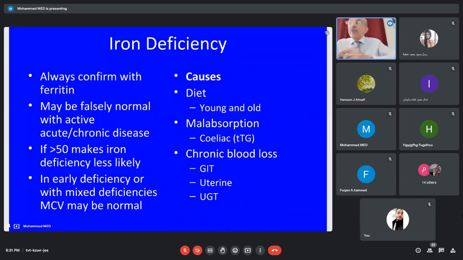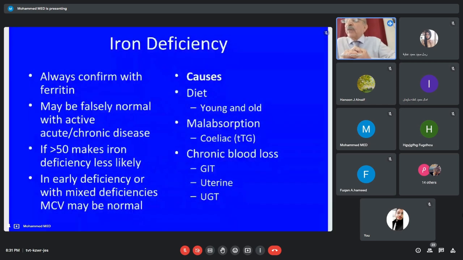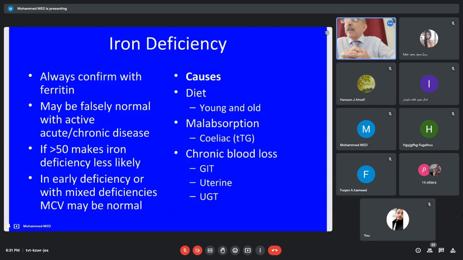So remember this. A very good example of this is celiac disease. Celiac disease causes subtotal villus atrophy of the duodenum and jejunum, and this is where iron and folic acid are absorbed. So this patient is very likely to have microcytic anemia because of iron deficiency and macrocytic anemia because of folic acid deficiency. This is called a mixed deficiency.